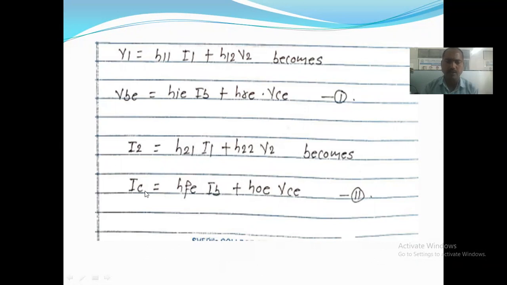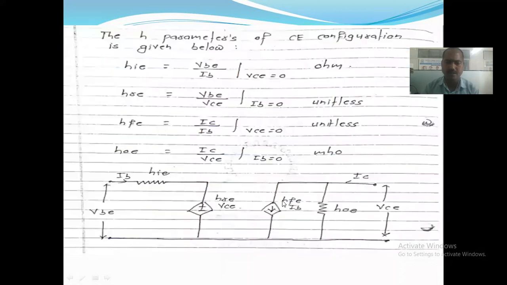I'm telling you again: in the equation IC equals HFE into IB plus HOE into VC, we have to find the value of HOE. For that purpose, we take IB as 0, which means that whole term should be 0. So HOE into VC equals IC, so HOE equals IC divided by VC when IB equals 0. This will be the result.